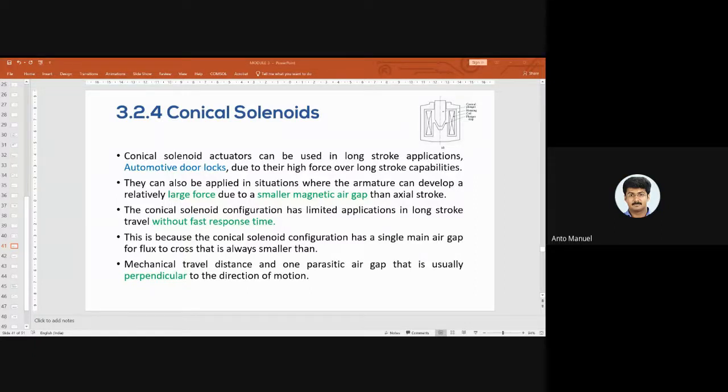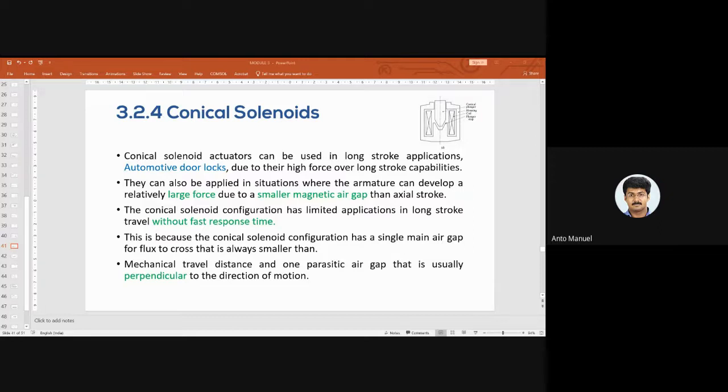Hi all. Now we are going to discuss the last type of solenoid, that is conical solenoids, in detail. Conical solenoid actuators can be used in long stroke applications, mainly automotive door locking systems, due to their high force over long stroke capability, and this is due to the architectural change in the system. Apart from the last three we have discussed, this conical solenoid has some design changes in the sense of its performance.